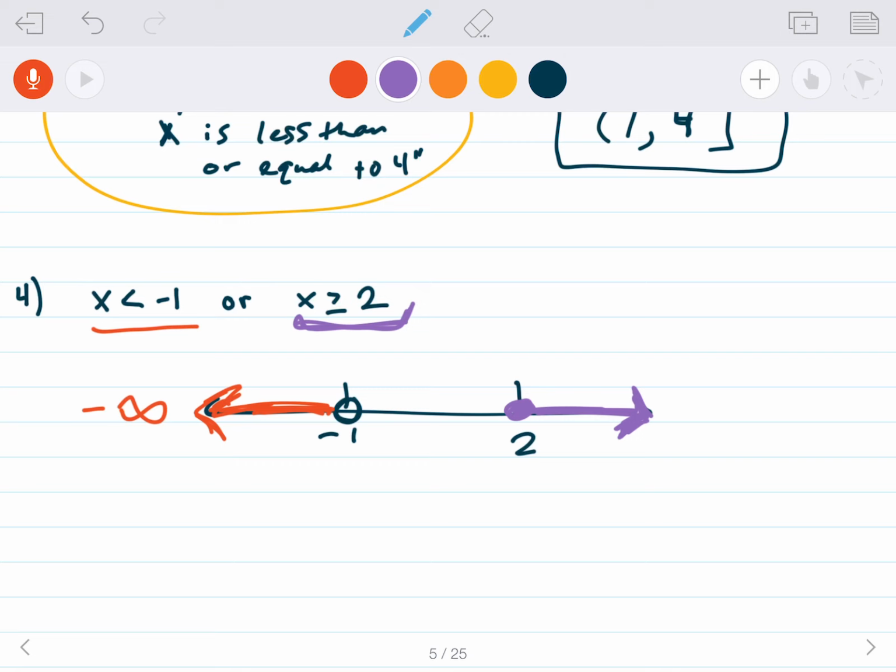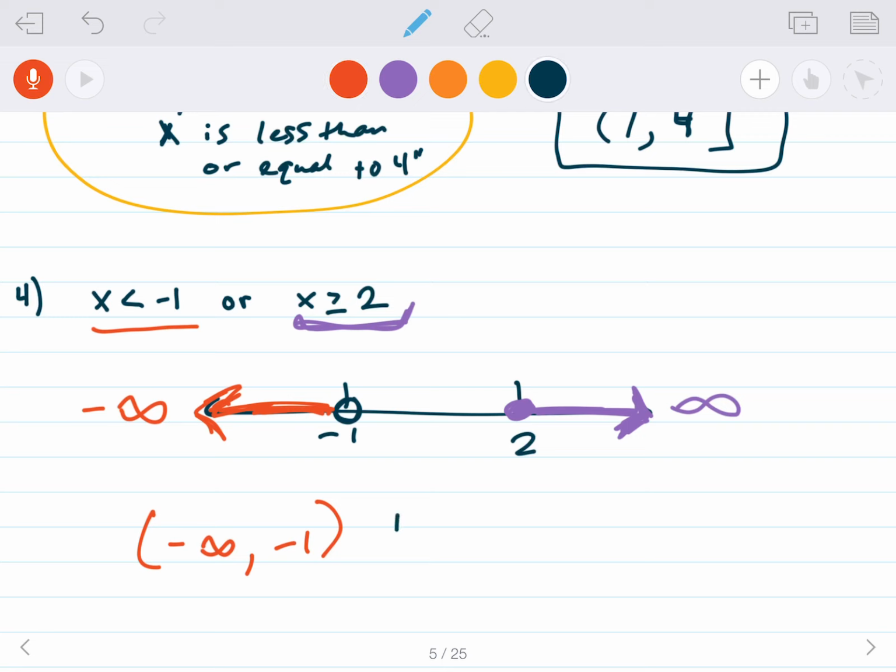Now, how do I write this set in interval notation? Well, I got to use the union because I don't want to include all of this stuff in yellow. I don't want to include that. So I need to separate my sets out. The first set is going to be, I start at -infinity, and I include all the numbers up until -1, but not including -1. All right.